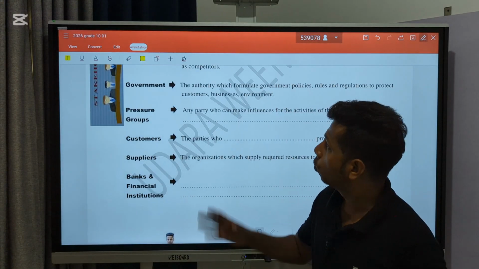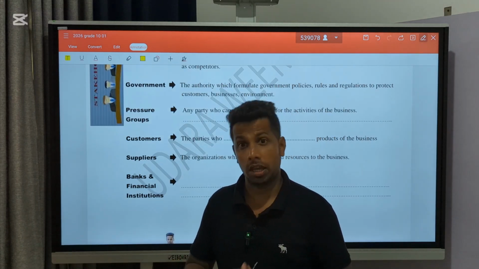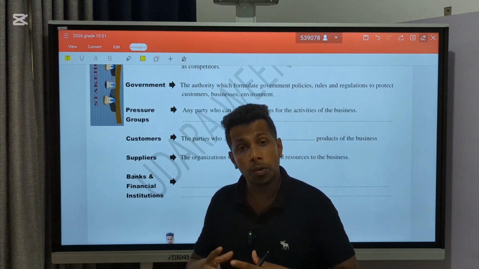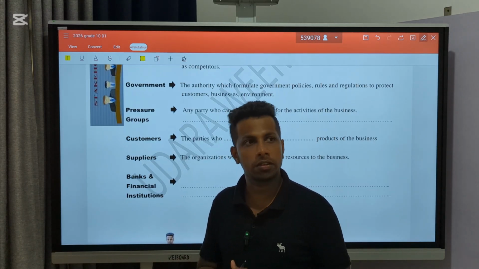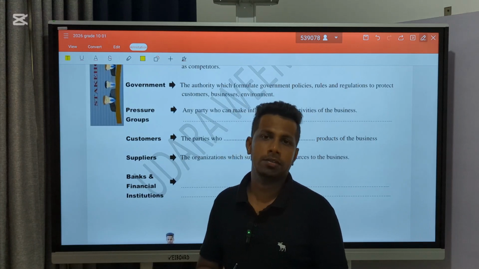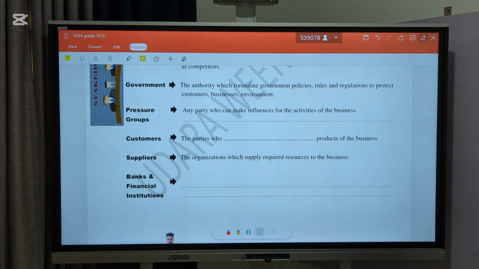Government. Government means the authority which regulates everyone. They regulate, they enforce the law, they formulate government policies, right? They regulate businesses, customers. That is called the government: the authority which formulates government policies and rules, and regulates to protect customers, businesses, and the environment. So government also has an interest in the business. Now let's talk about pressure groups.